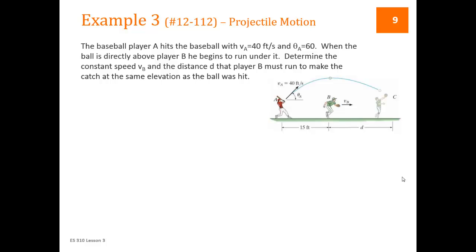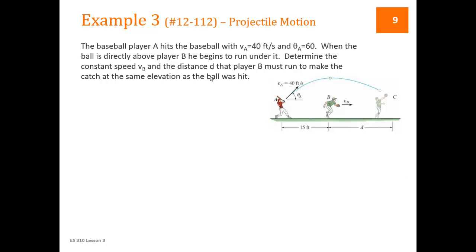And for some reason, player B doesn't start running until the ball is right above his head, and then he starts running under it. And we need to figure out how fast player B needs to run for the distance D before he can make the catch. And we're told that the catch is going to be made at the same elevation as the hit was. And then we also have to find D.